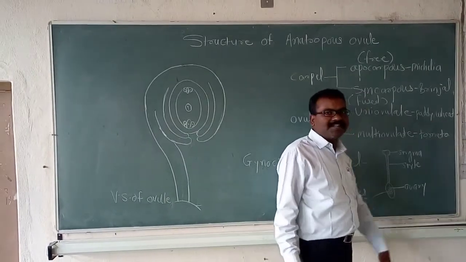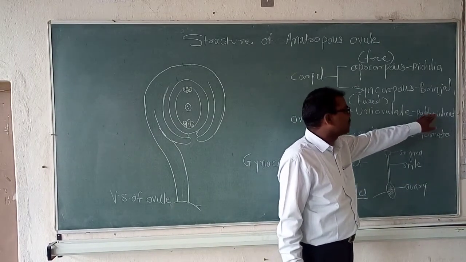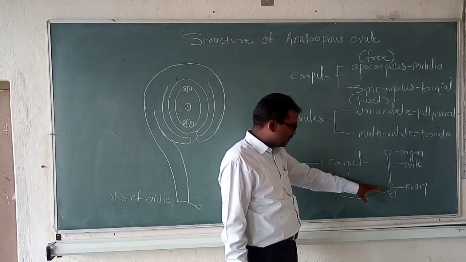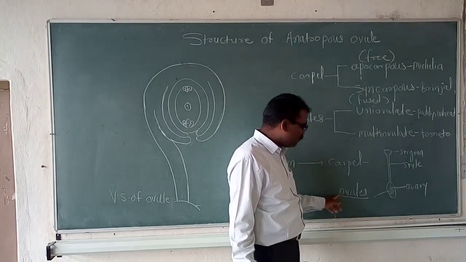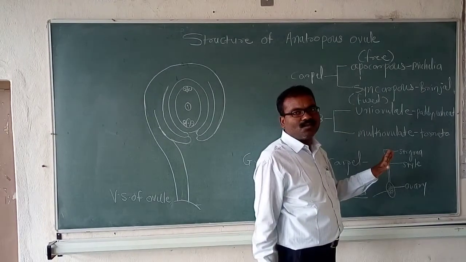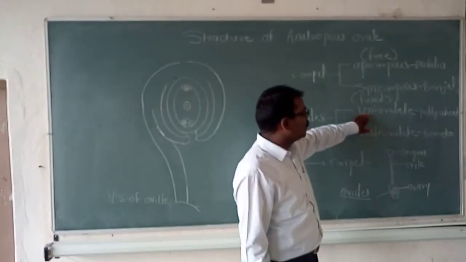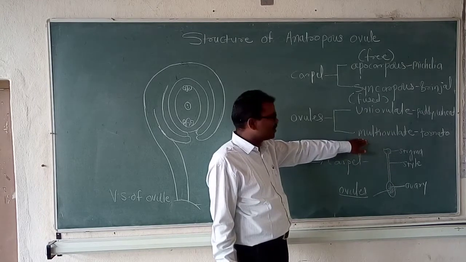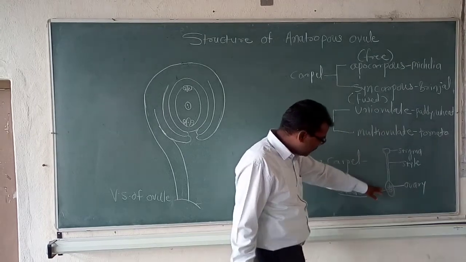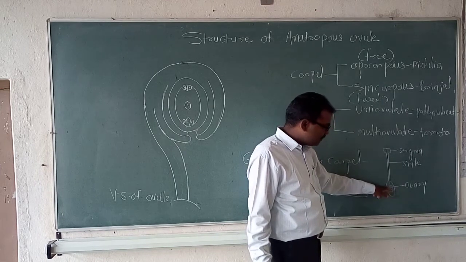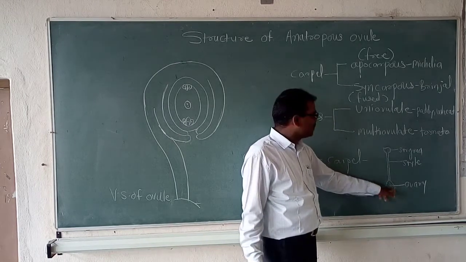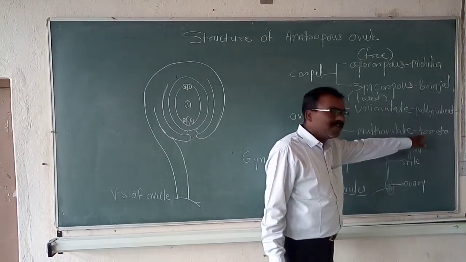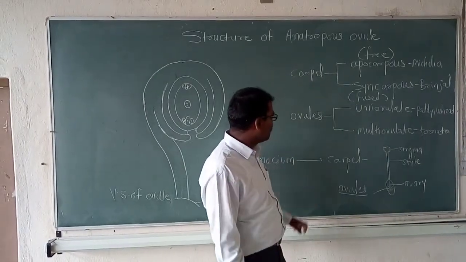Example, uniovulate condition is found in paddy, that means rice, and wheat. In rice and wheat flower, there is carpel. Inside the carpel there is ovary, and inside the ovary a single ovule is present. Hence it is uniovulate condition. Next term is multi-ovulate condition. Multi means many. Here in the diagram, many ovules are present. That condition is called multi-ovulate condition. It is found in tomato flower.